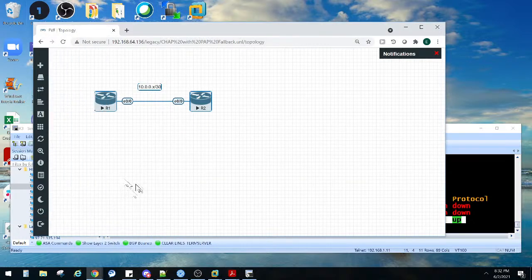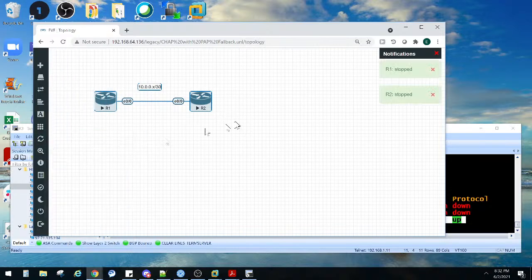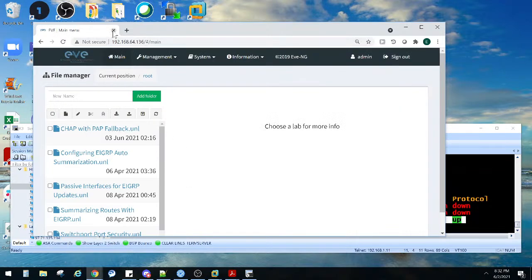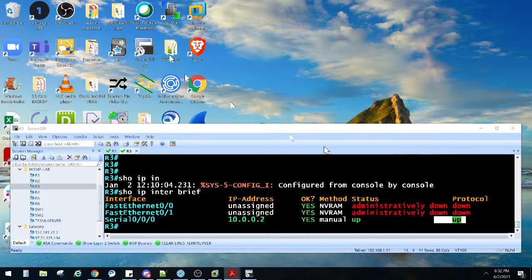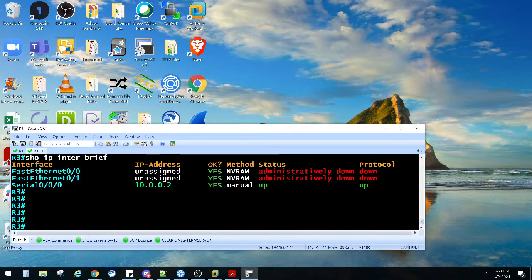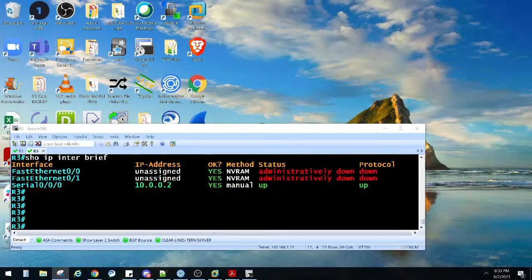I guess we can shut everything off. How we do that? More actions, stop all nodes, close. Yeah, we not gonna mess with Eve today. Plus, y'all know I like my little colorful SecureCRT. I haven't had EVE-NG to work with SecureCRT just yet, so I am going to copy the lab. Real simple lab, just 2 switches set back to back to each other, right?